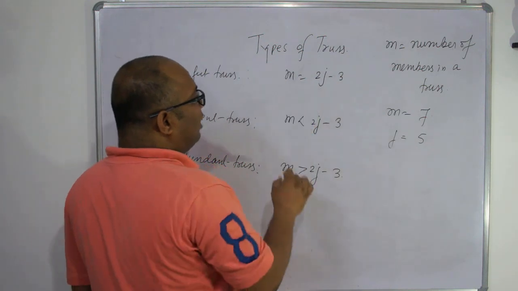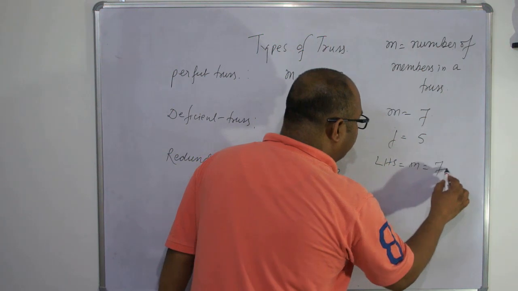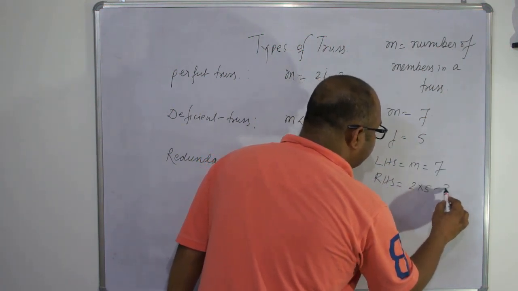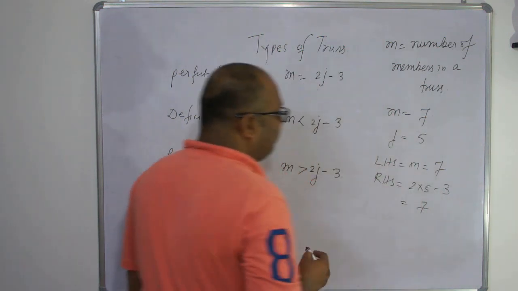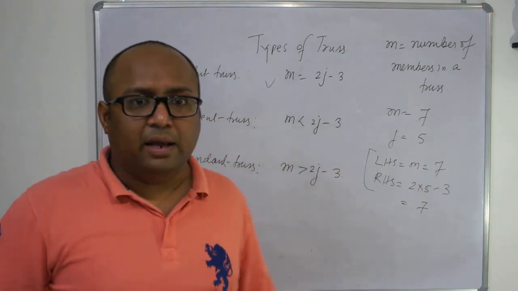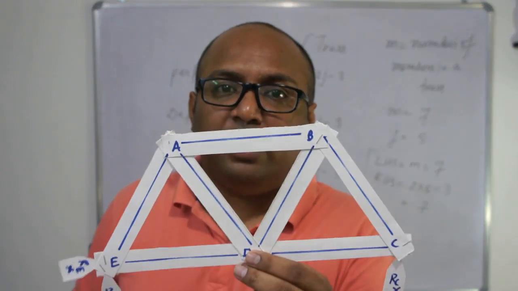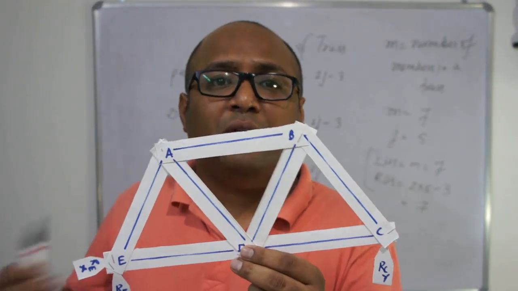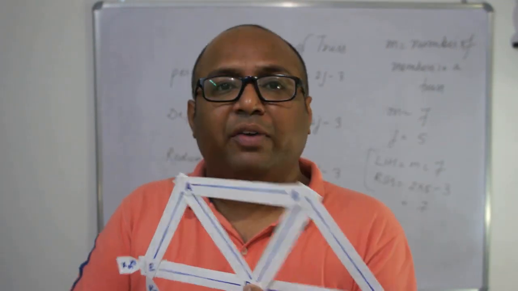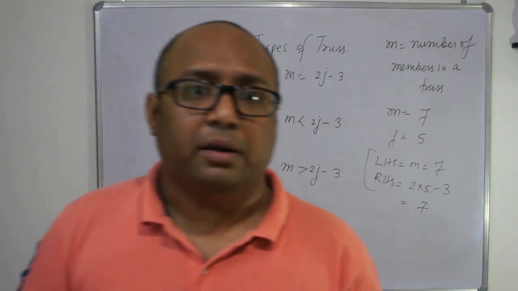Now let us try to put this value over here. You will find that LHS, that is the number of members, is 7 and RHS will be 2 multiplied by 5 minus 3, which is again 7. And because LHS equals RHS, this equation is satisfied and this truss is therefore a perfect truss. And therefore it is completely constrained. It is not over constrained, it is not under constrained. Is that okay? So perfect truss, what does it technically mean? It means that the truss is perfectly constrained.